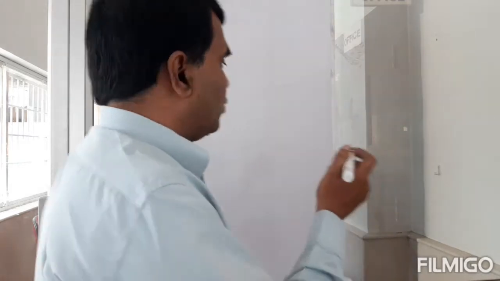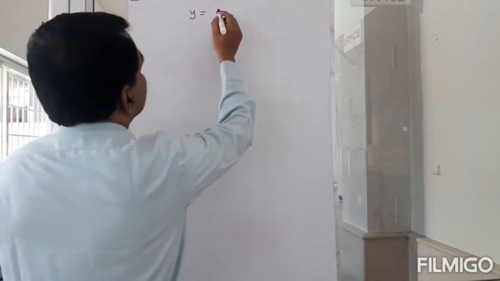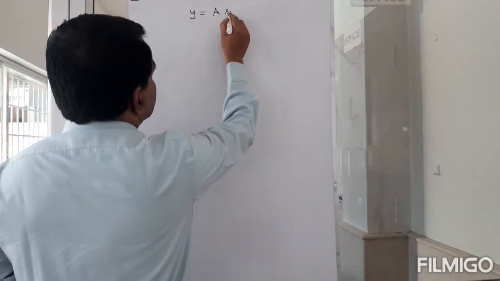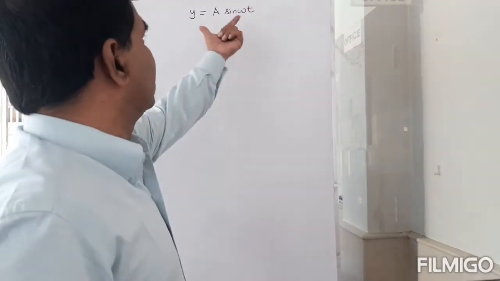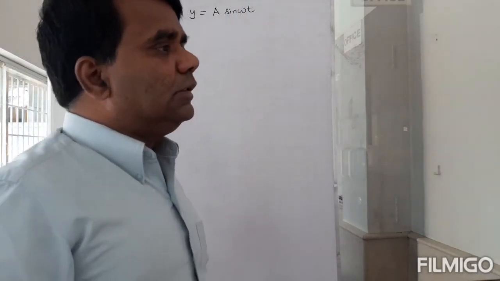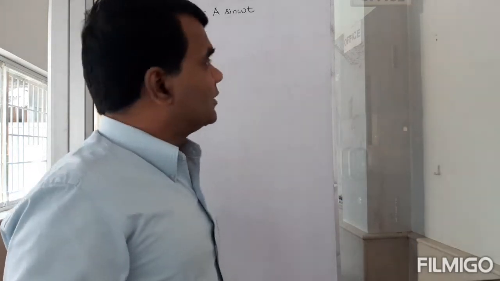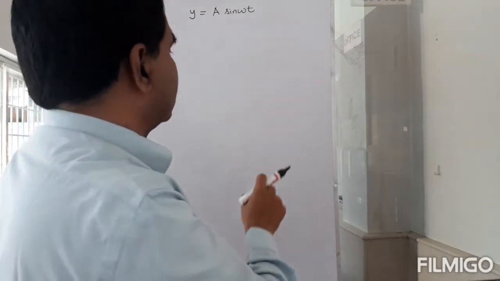You know that a sine function can be related to circular motion. Okay? For example, let me take this function y is equal to a sine omega t. Some function y of t is equal to a sine omega t. If you remember, this can be represented like this.